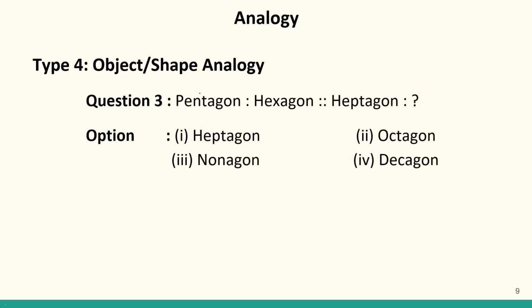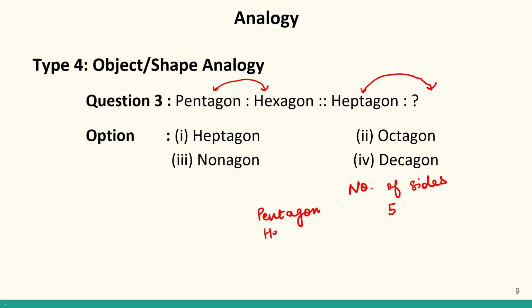Now, pentagon is somehow related to hexagon and we have to find the similar relationship for heptagon. Now let me write. Pentagon has how many sides? I am writing the number of sides. For pentagon, the number of sides is 5. And for hexagon, the number of sides is 6.